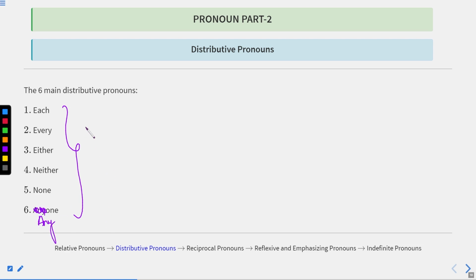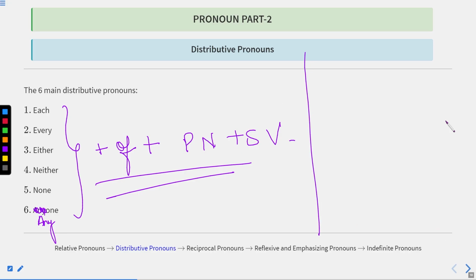Now we use any of these words. After this, if we are using the preposition of, we will have a plural noun but a singular verb. So this should be the structure. Otherwise, after each of these words, if we are not using of, we should use a singular noun and a singular verb. But if we are using of, we should use a plural noun and the singular form of the verb.